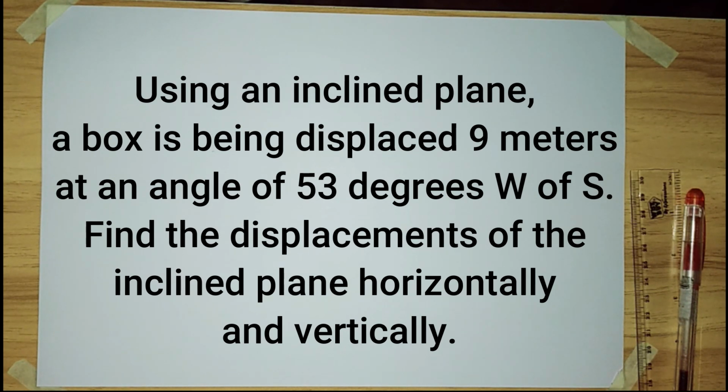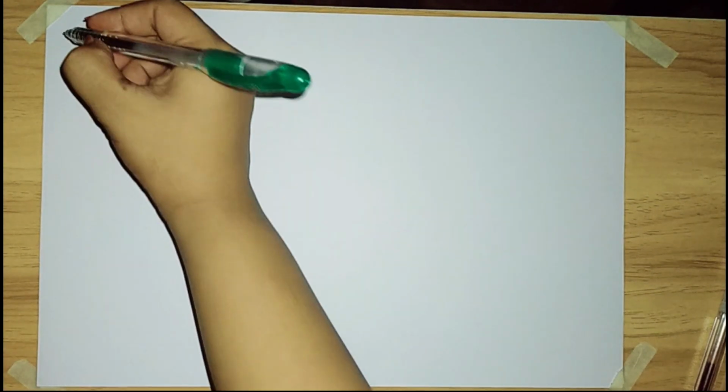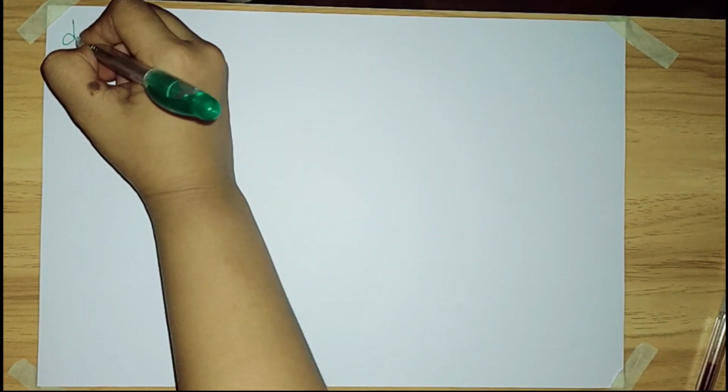So, let us have here another example. So, using an inclined plane, a box is being displaced 9 meters at an angle of 50 degrees west of south. So, find the displacements of the inclined plane horizontally and vertically. So, let us try to have here our illustration using our Cartesian plane. It should be D sub R. Yan. D sub R natin na siya.